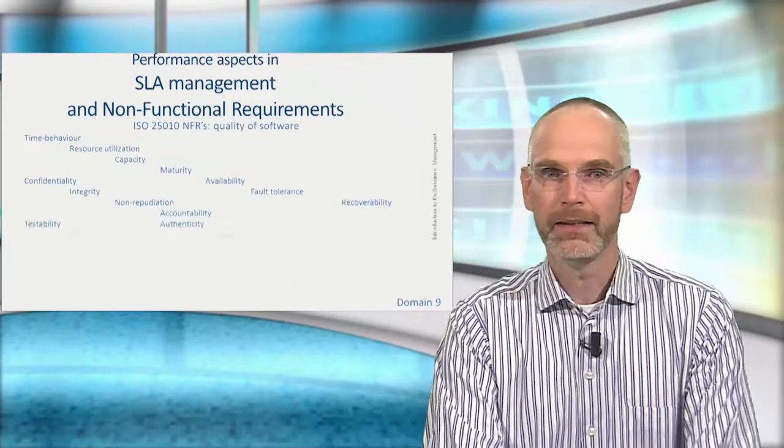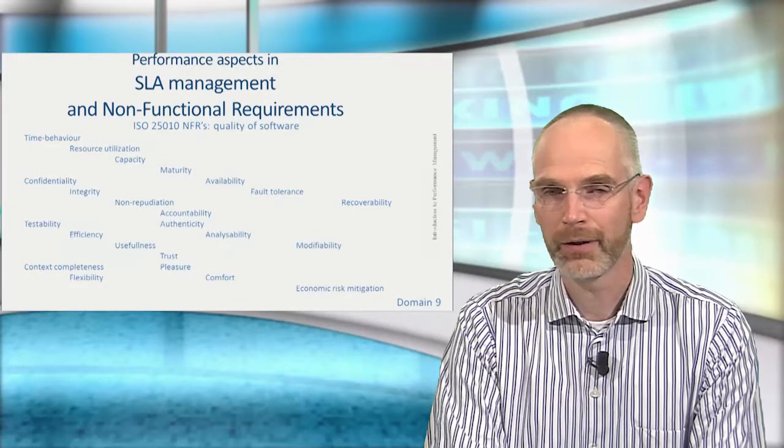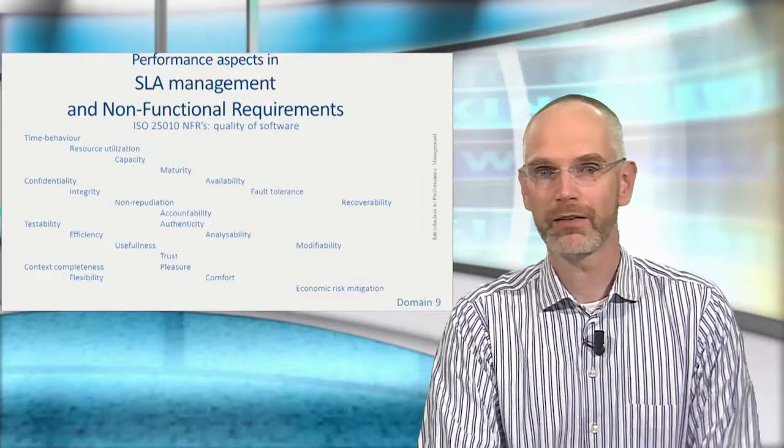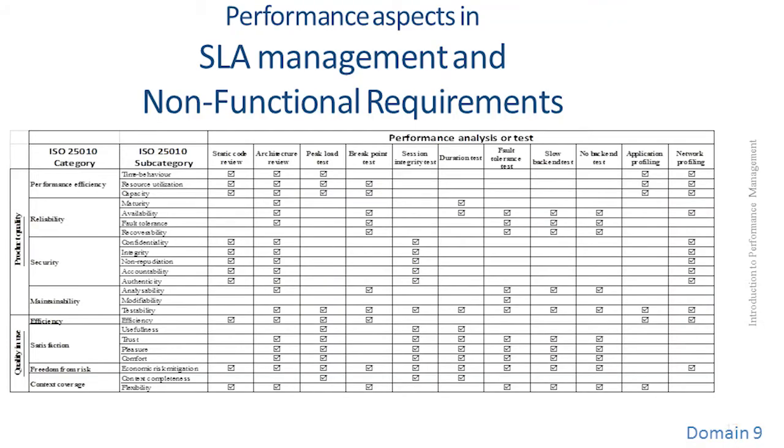So there are many different types of non-functional requirements, and most of them have something to do with performance testing or performance analysis. In this sheet, I've tried to map that. Here on the left-hand side, you see all the ISO 25010 subcategories, all the different non-functional requirements. And on the top, you'll be able to see all the different analyses or tests you could do from a performance standpoint. So it basically means if you want to create good quality software and you're very serious about performance management, you'll have to do all of these tests to make sure your non-functional requirements are being met.